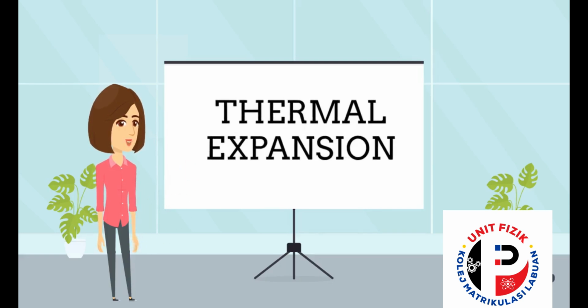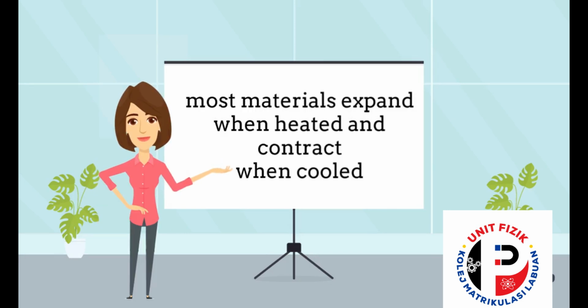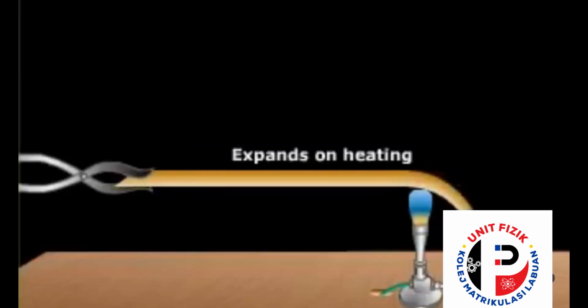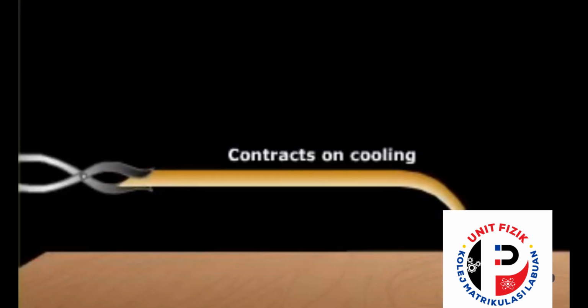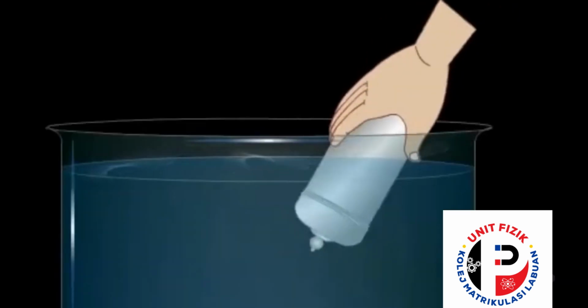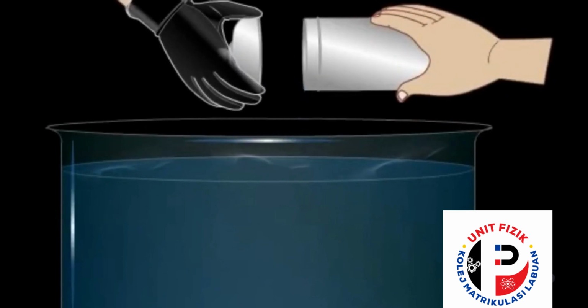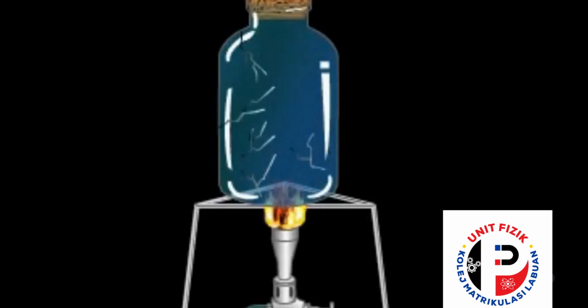Today, we're gonna learn about thermal expansion. As we know, most materials expand when heated and contract when cooled. Here are the examples of the expansion of material. First one, expansion of metal bar when heated. The next one is expansion of bottle lid when soaked in hot water. And tightly lidded glass bottle cracks when heated due to expansion of liquid.